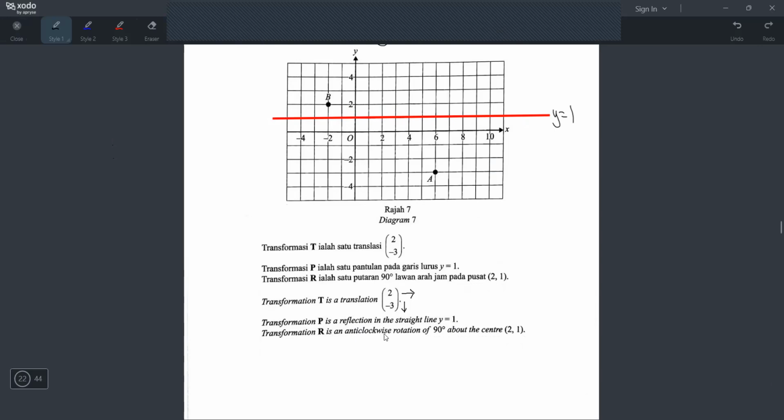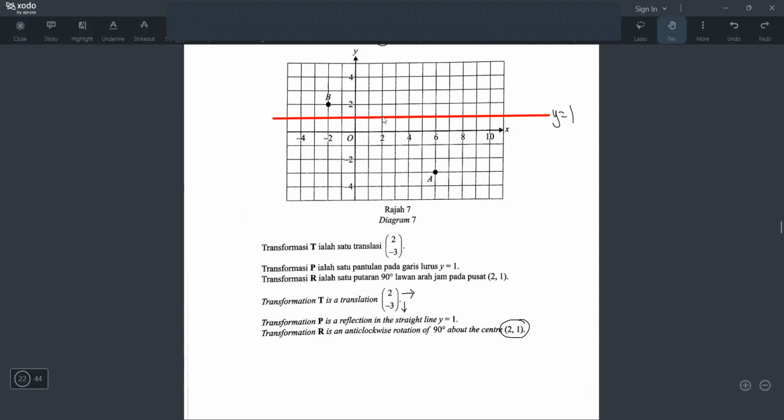Transformation R is an anti-clockwise rotation of 90 degrees about center 2, 1. If you know the center of rotation, you should draw a cross. That's how I teach my students as well. Whenever you see a rotation and you know the rotation center, you draw a cross at the center. So the cross is at 2, 1.